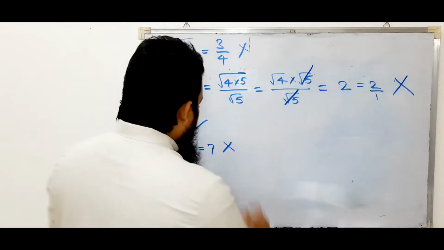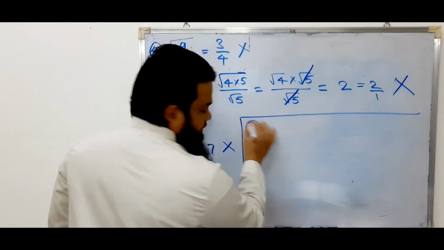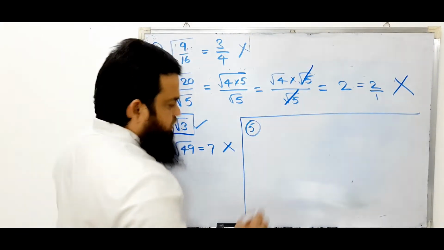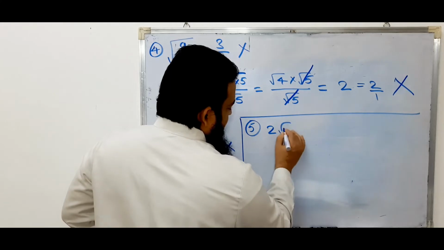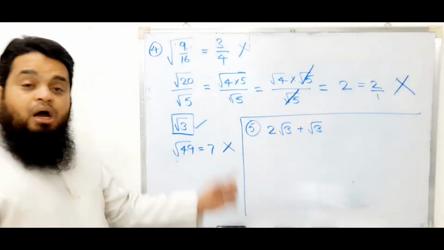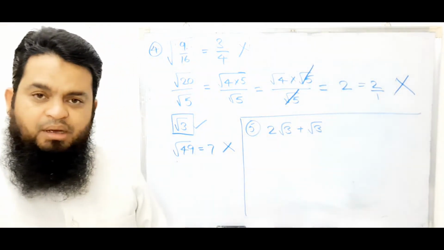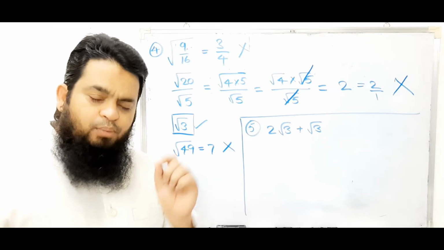Okay, now the next question, I think the fifth question, is 2 root 3 plus root 3. They are asking to simplify 2 root 3 plus root 3. How can you simplify? This is one term and this is another term. Is it right? Pause and try it.